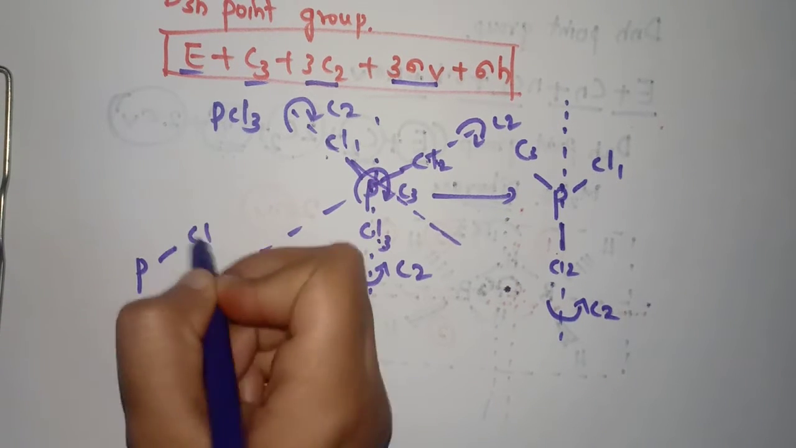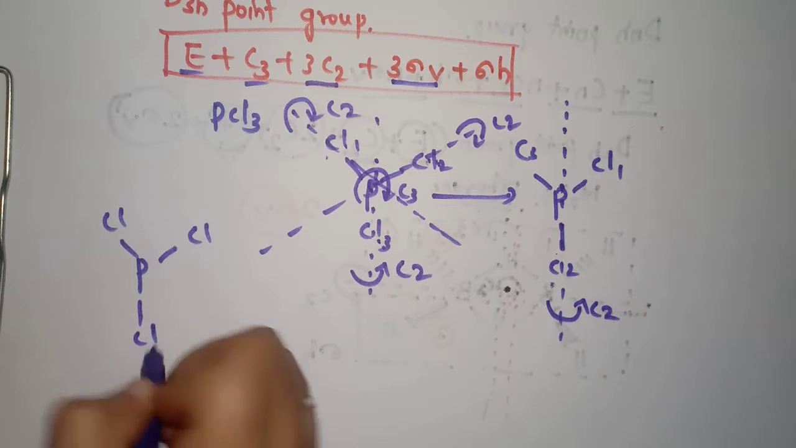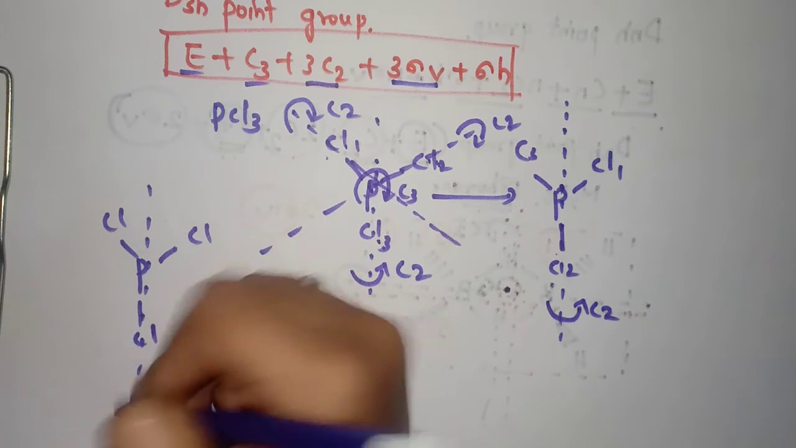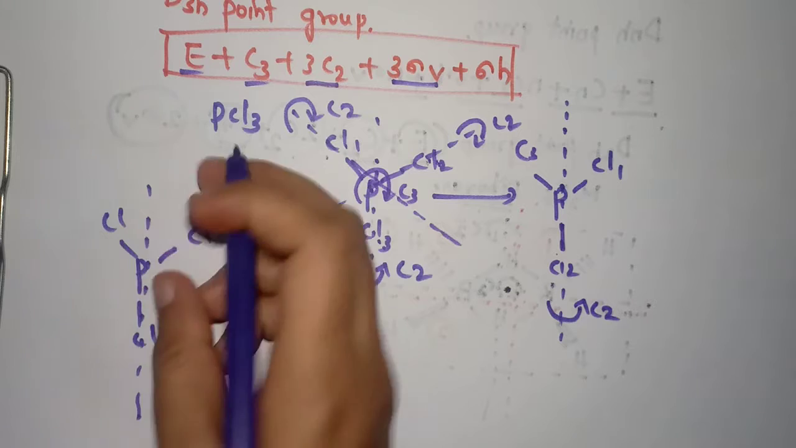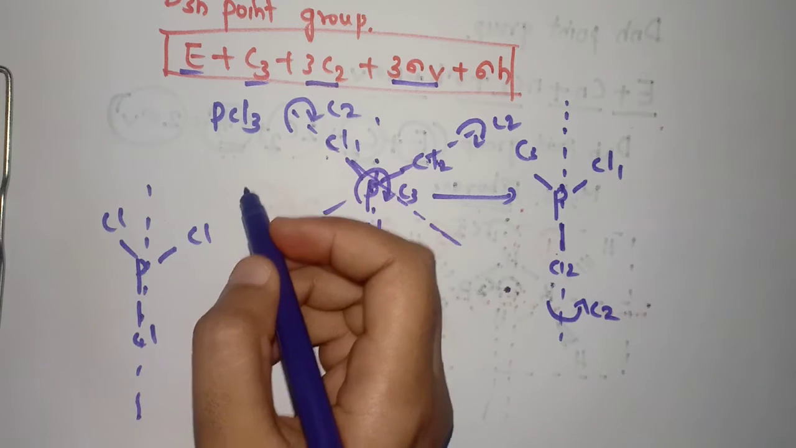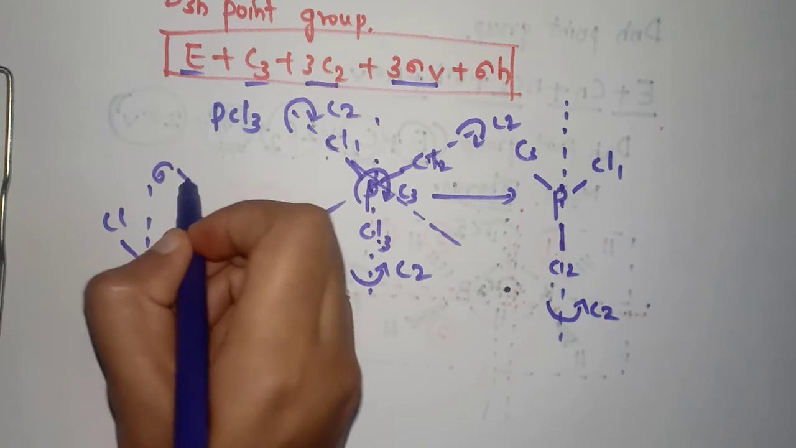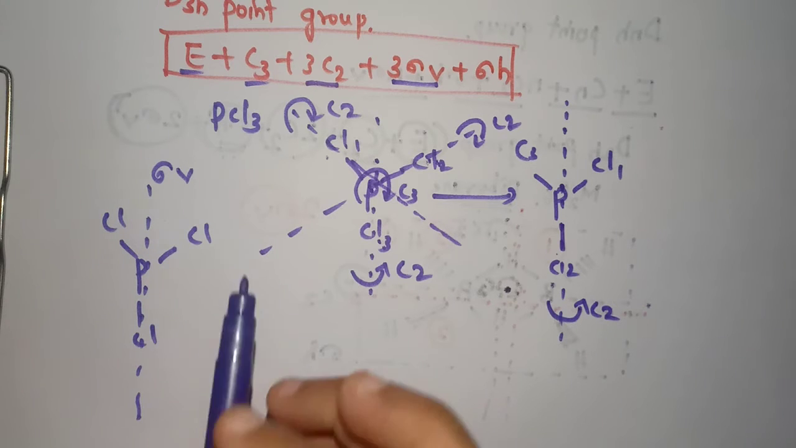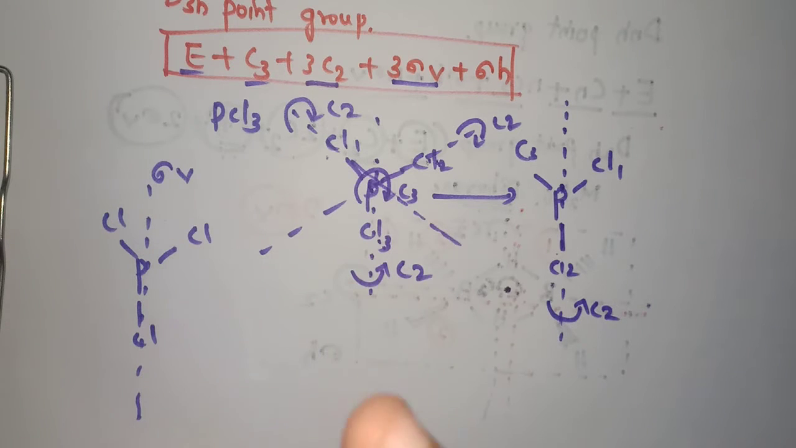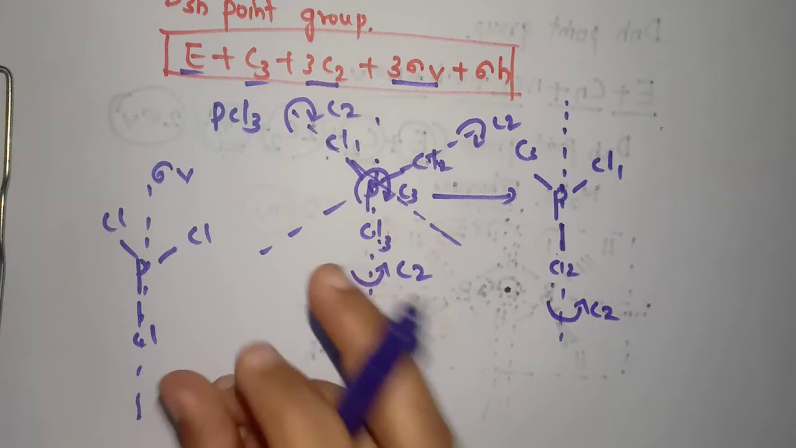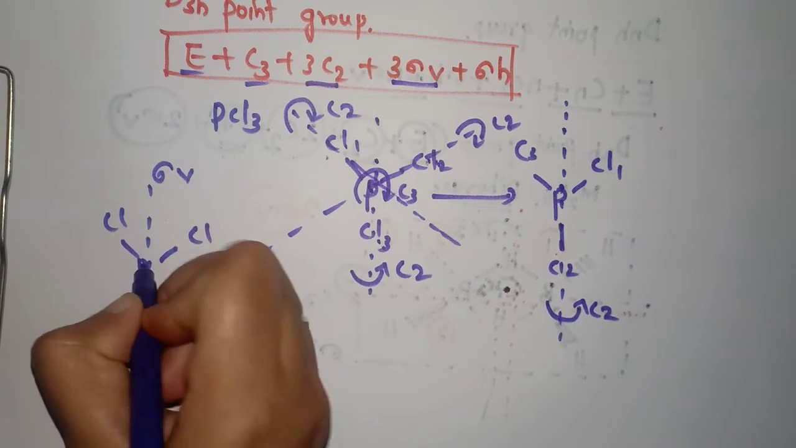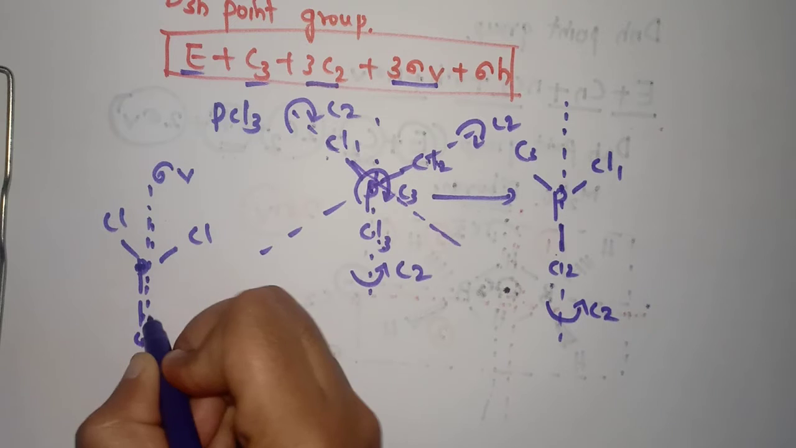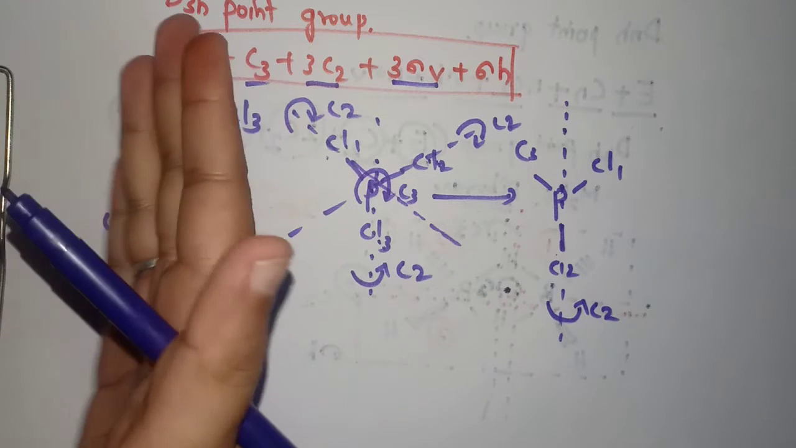Now once again let us draw this PCl3. See, if I pass an axis like this, it is 1 sigma V. I will explain how. Here it is parallel to the principal axis. This vertical plane of symmetry is parallel to the principal axis. Here is the principal axis and this is parallel. So this is the first half and this is the second half.